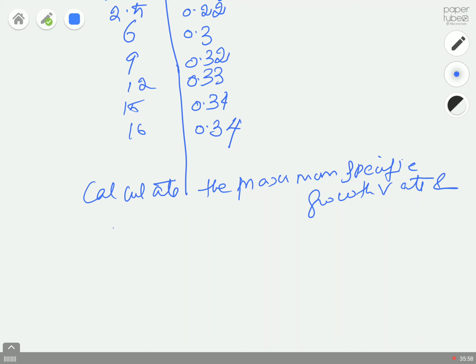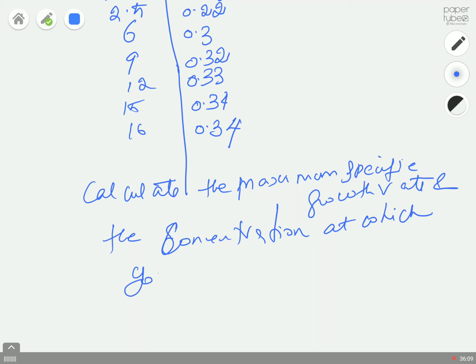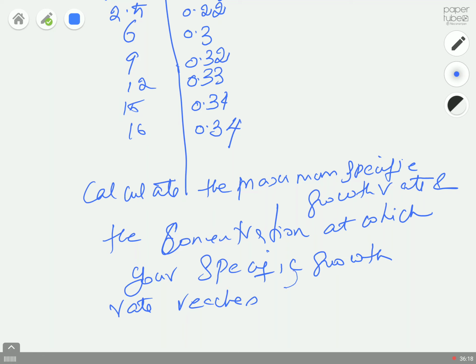Calculate the maximum specific growth rate, and the substrate concentration at which your specific growth rate reaches half of the maximum specific growth rate.